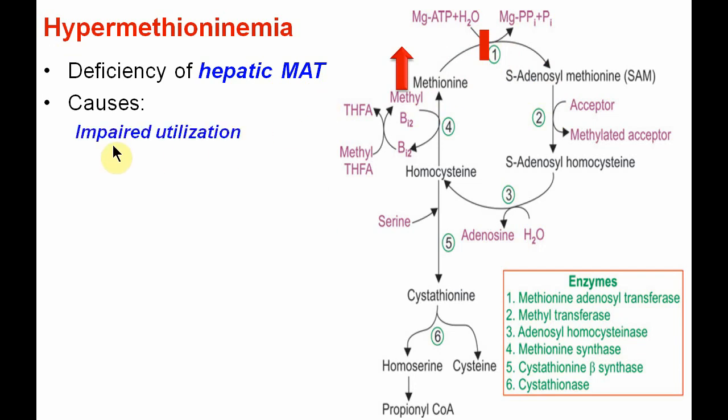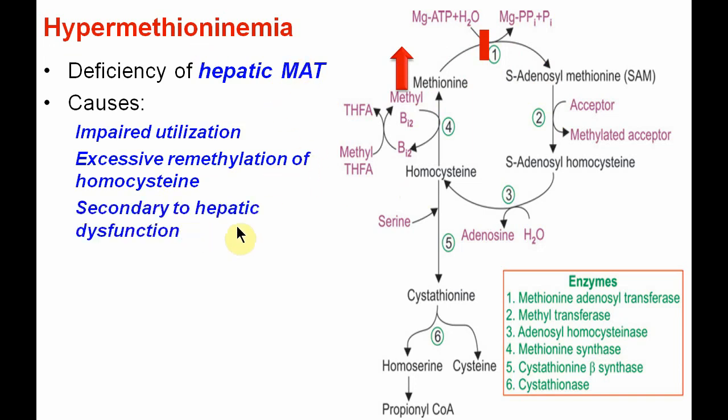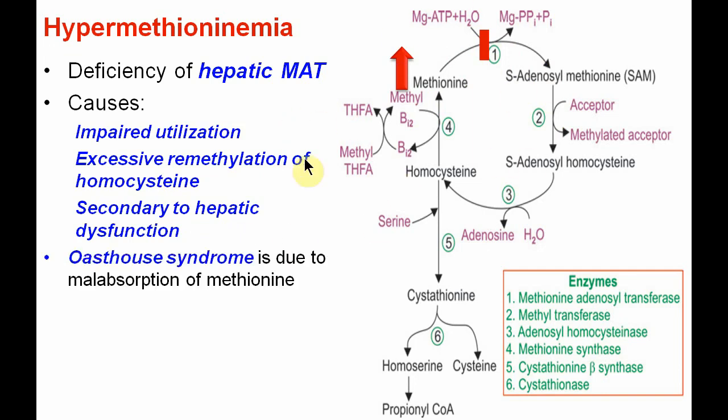So causes are impaired utilization of the methionine, excessive remethylation of the homocysteine, which will also lead to increased methionine level, and secondary to the hepatic dysfunction, as this reaction primarily takes place in the liver. So it is also the part of the Oasthouse syndrome where there is malabsorption of the methionine, that will also lead to hypermethioninemia. So hypermethioninemia usually does not cause any symptoms, but it will lead to the central nervous symptoms or delayed mental formation.